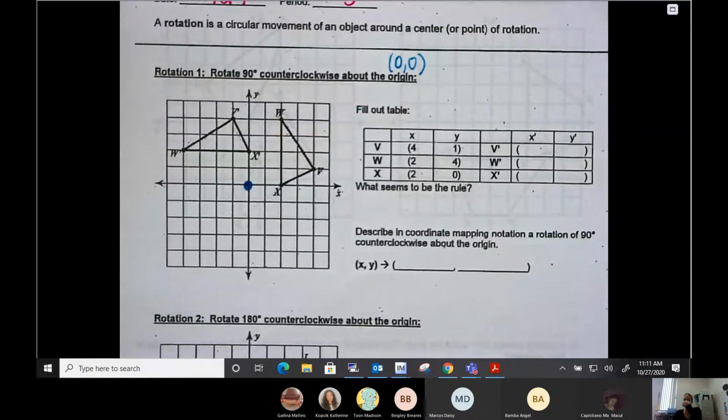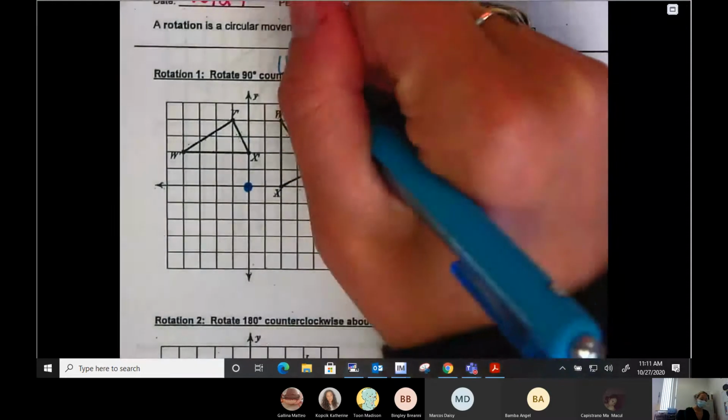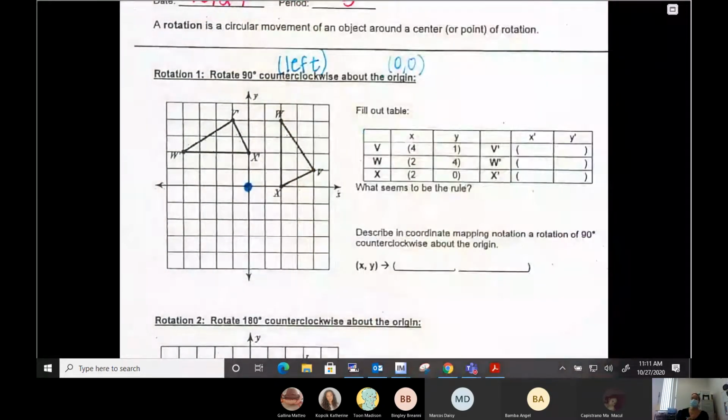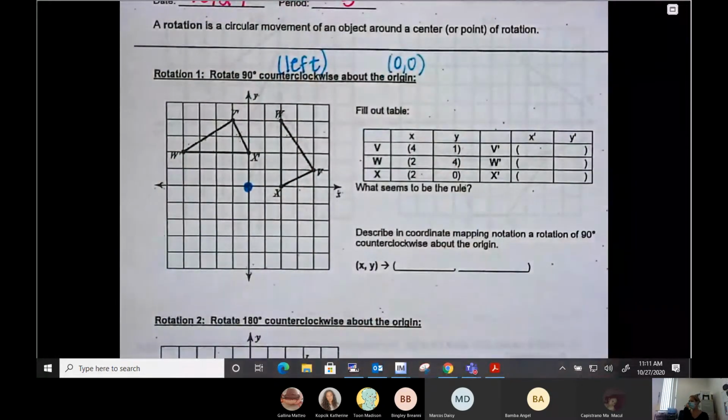Now, I'm going to rotate my picture here 90 degrees counterclockwise. That means opposite of the clock. If you look at the clock, which way is it going? To the right or to the left? To the right. So if I'm going counterclockwise, which way am I going to go? To the left. So I'm going to turn my picture to the left. All right, so I'm taking my picture, I'm turning it 90 degrees to the left side.